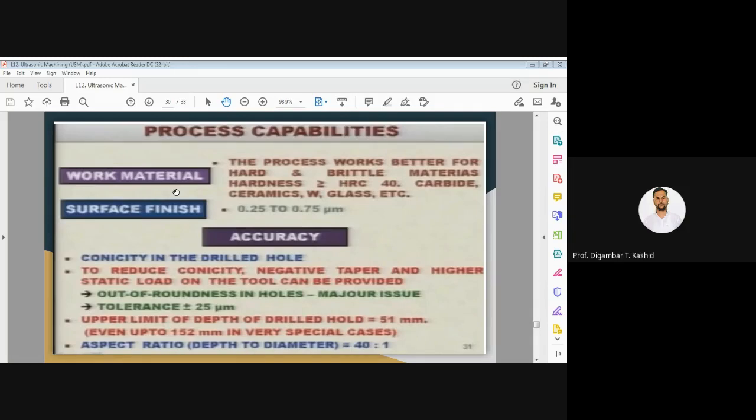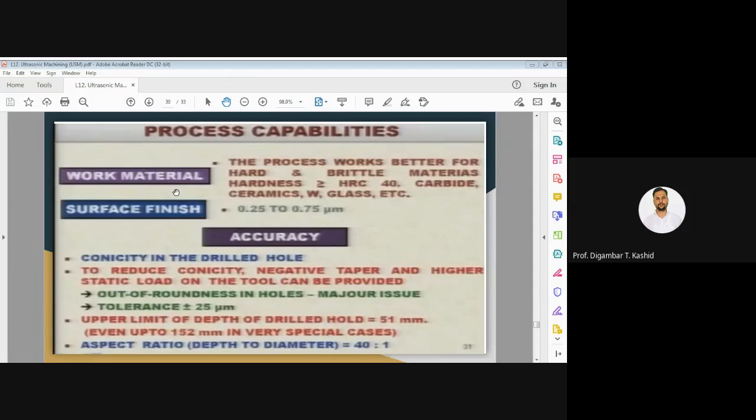Again, the materials which can be comfortably machined include carbide, ceramics, tungsten, or glass, etc. And the surface finish value, that is the Ra value, that can be obtained by this particular process is in the range of, here I have written, 0.25 to 0.17 micron. However, all this will depend upon the selection of the parameters of your ultrasonic machine.